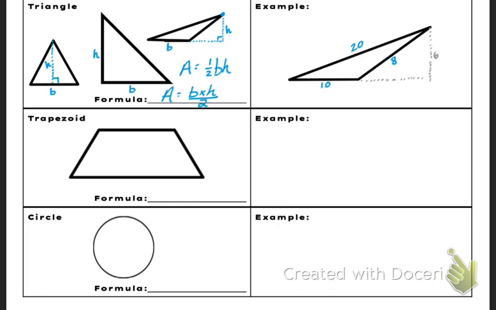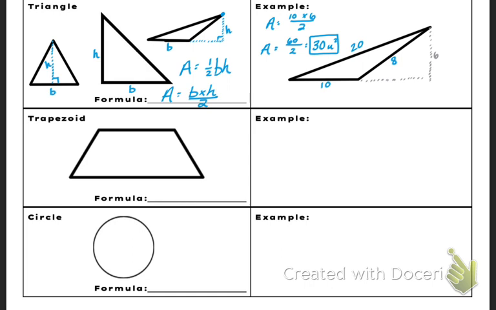So to find this, we would take the base, which is 10, times the height, which is 6, and divide by 2. So I have 10 times 6, which is 60, divided by 2, which gets me a final answer of 30. Remember, if we don't have a measurement listed, we're just going to use the letter U for units. So 30 units squared would be the area of that triangle.